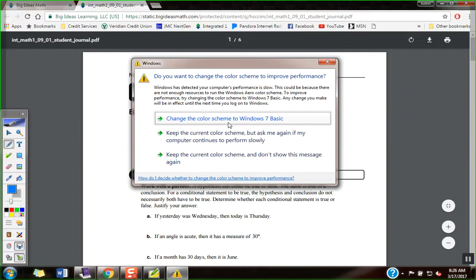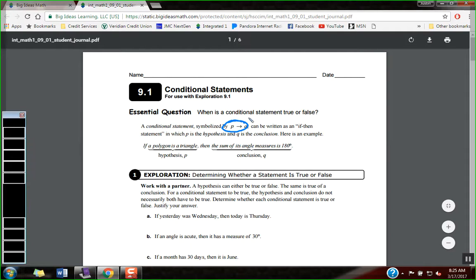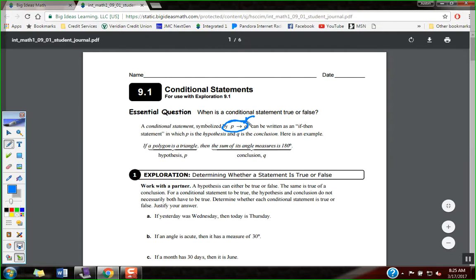Another way to read that is as follows. I want you to write this in here: this is the same as saying if P then Q. That's read as if P then Q. If event P happens, then Q happens. An example might be something like this as a statement.